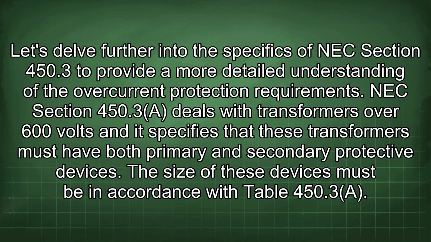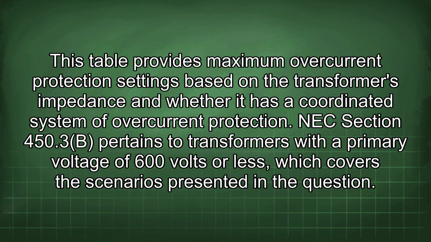Let's delve further into the specifics of NEC section 450.3 to provide a more detailed understanding of the overcurrent protection requirements. NEC section 450.3 deals with transformers over 600 volts, and it specifies that these transformers must have both primary and secondary protective devices. The size of these devices must be in accordance with table 450.3a. This table provides maximum overcurrent protection settings based on the transformer's impedance and whether it has a coordinated system of overcurrent protection.